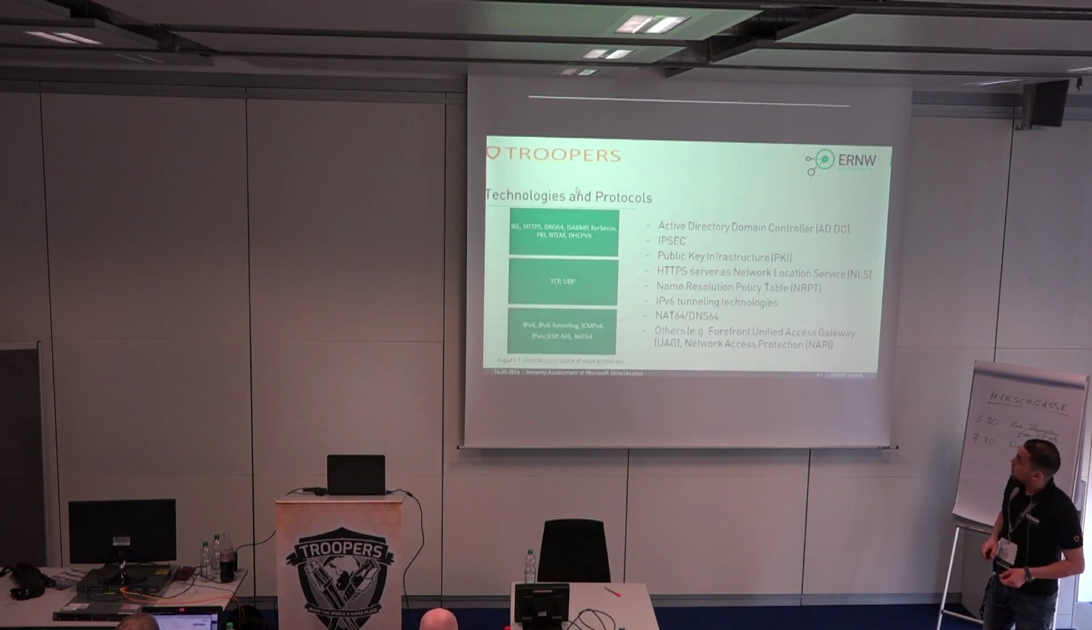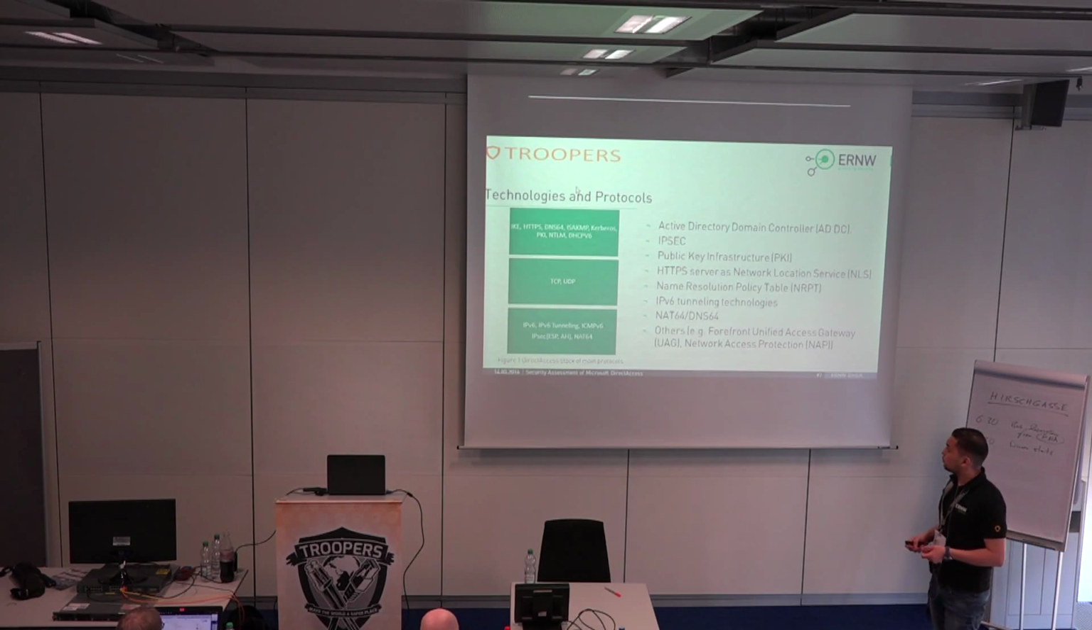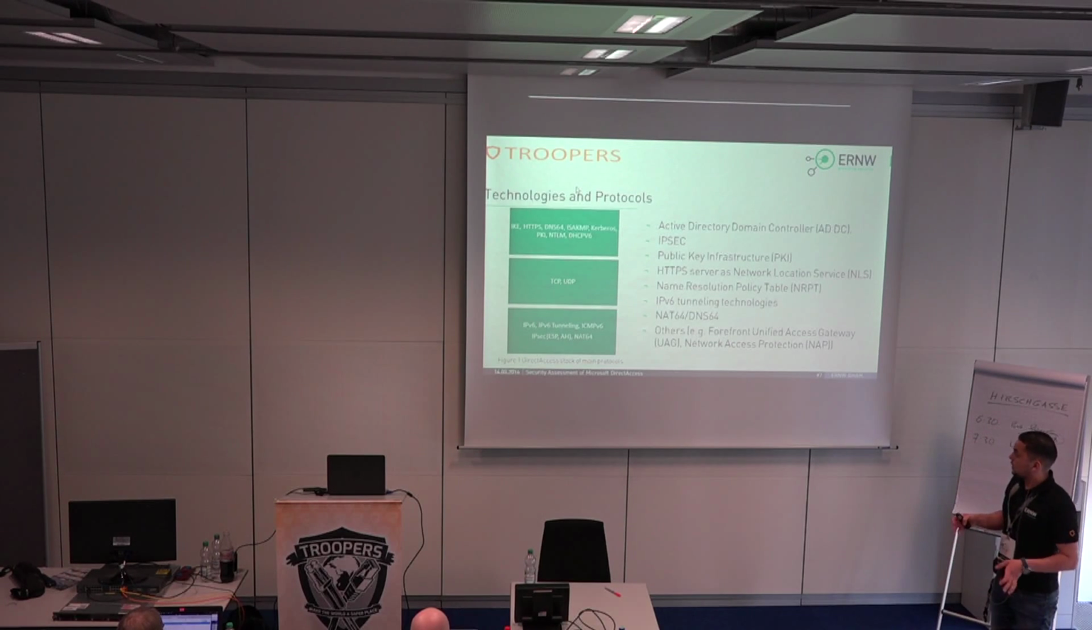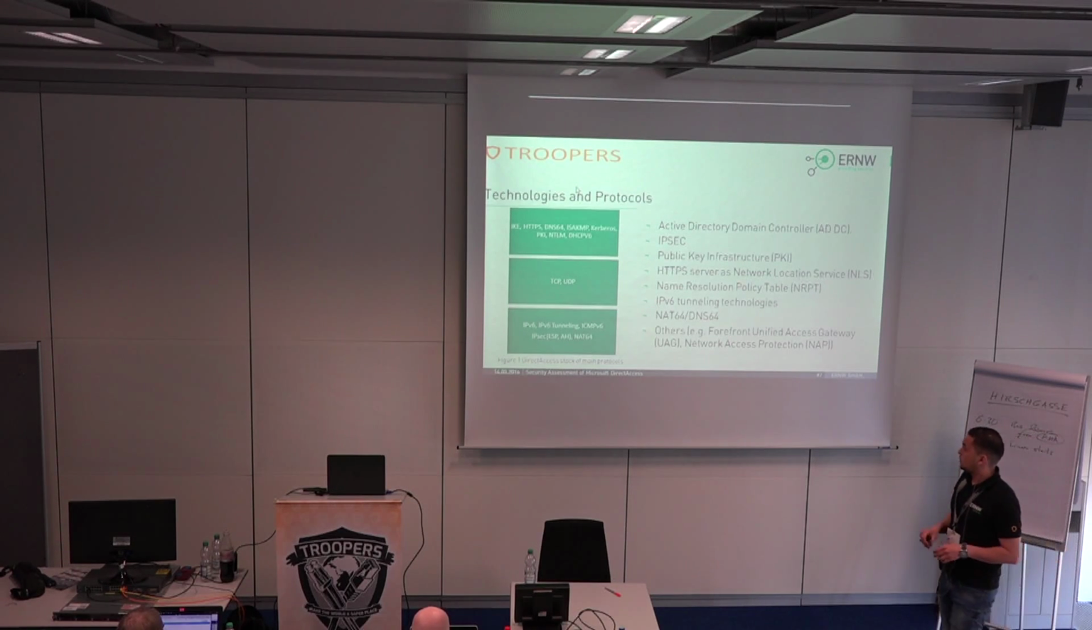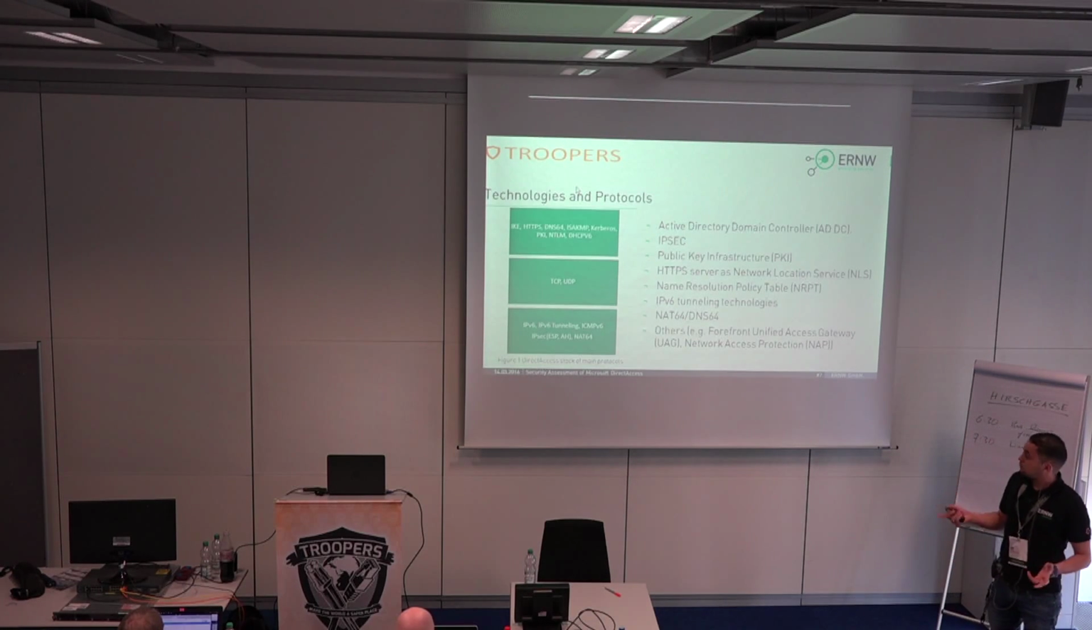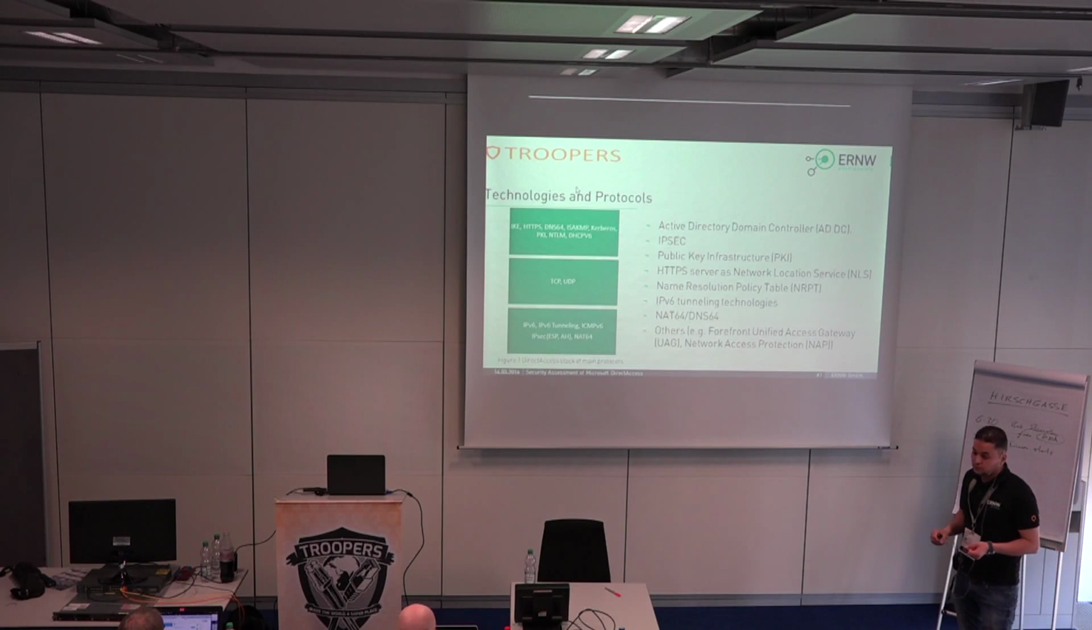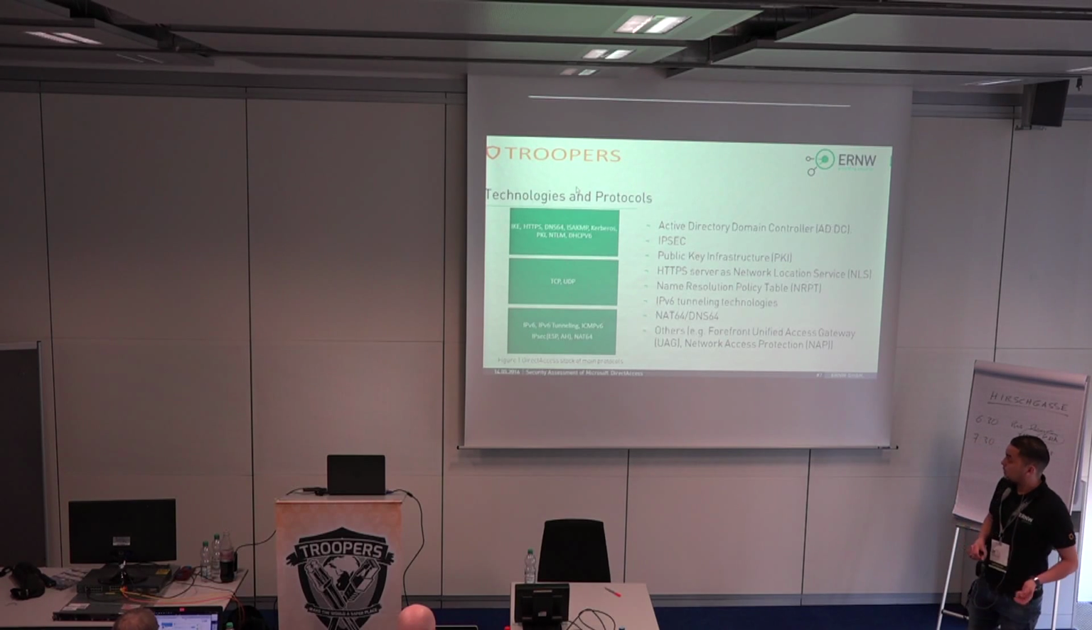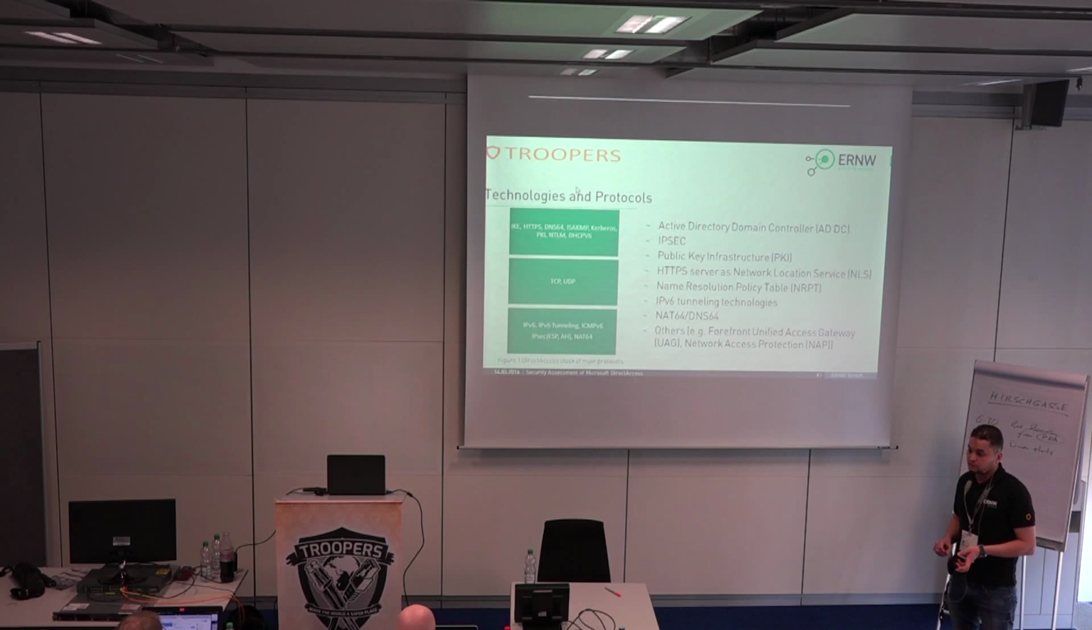So, on the right side of this slide, we can see the main components that should be available in any environment in which we would like to use DirectAccess. For example, we have to have Active Directory, IPsec, public key infrastructure, and an HTTPS server running as the network location server.